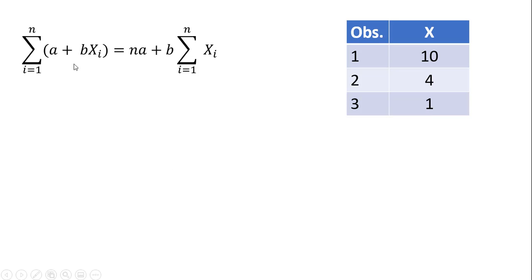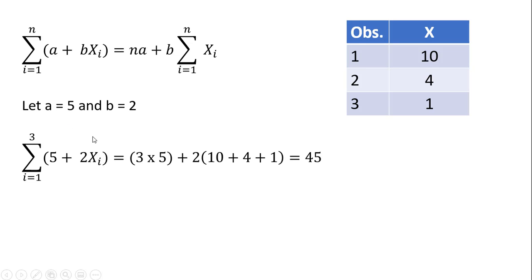Another example, we want to sum some constant a plus some parameter b times x, and this will break down to what we have on the right hand side. So applying that to our table, we're going to let a equal 5 and b equal 2. So this 3 times 5 is just n times a, where n is 3 and a is 5. And then following the rest of the summation here, we're going to get 45.